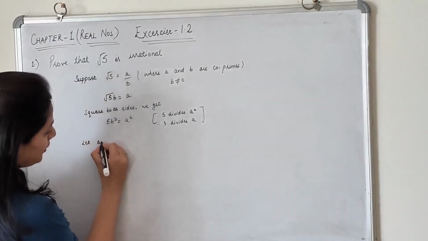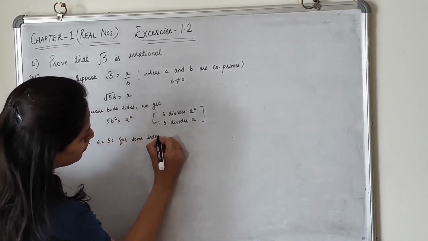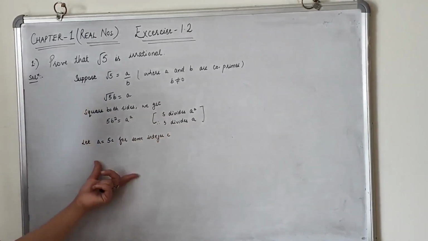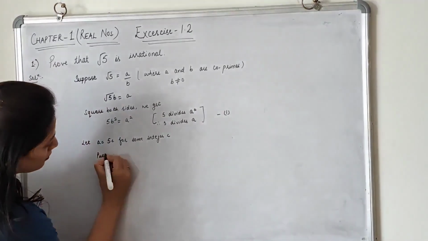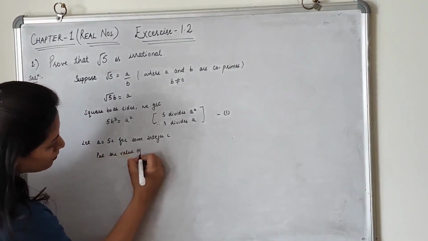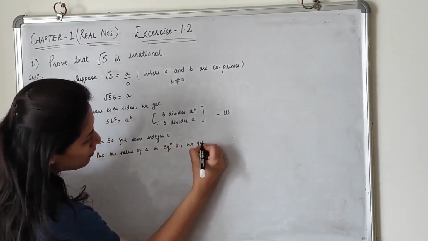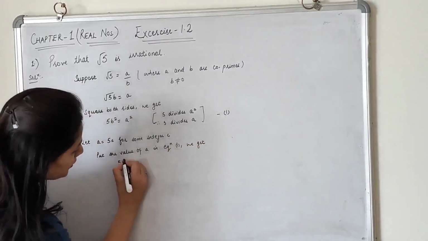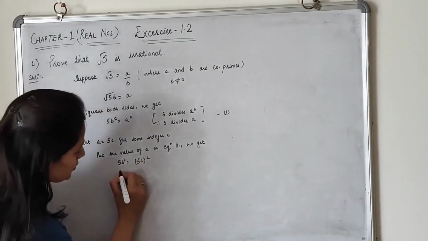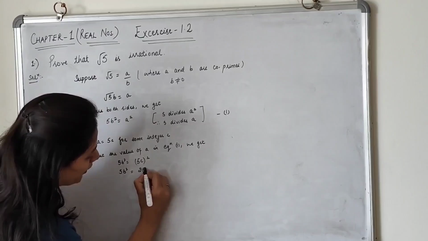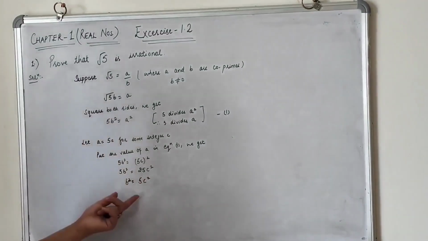Let A be equal to 5C for some integer C. Make this equation the first equation and put the value of A in equation 1. We get 5B square is equal to 5C whole square, which is 5B square equal to 25C square. B square is equal to 5C square.